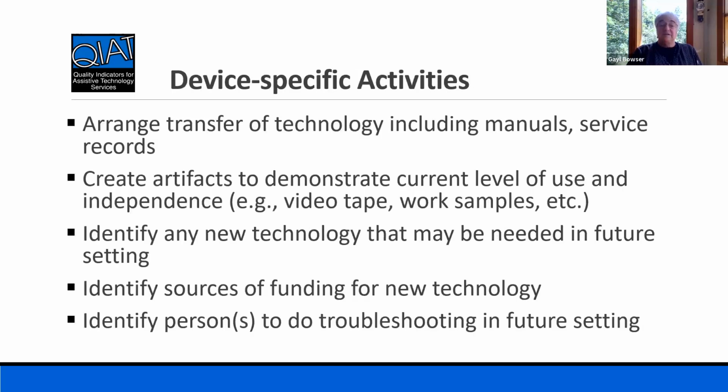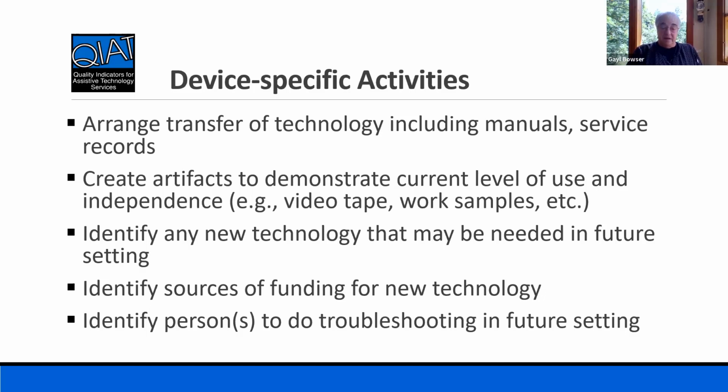So device-specific activities are things like the bullet points on this slide, arranging the transfer of technology. If it's going to move from one environment to another, make sure it has all its parts. Create artifacts to demonstrate the current level of AT use and independence. So what does it look like when the student's using their assistive technology? What kind of work do they do with that technology? Identifying any new technology that may be needed in the future setting. We've talked about that a little bit already. And identify sources of funding for the new technology if that's required.